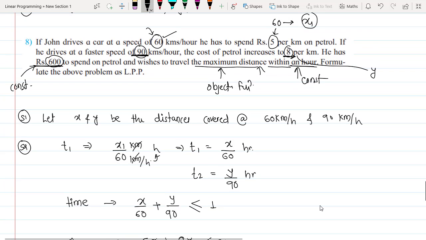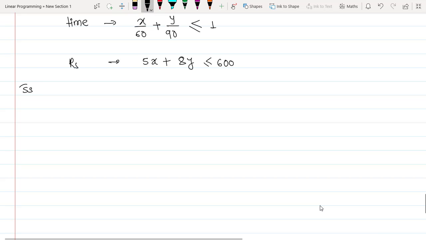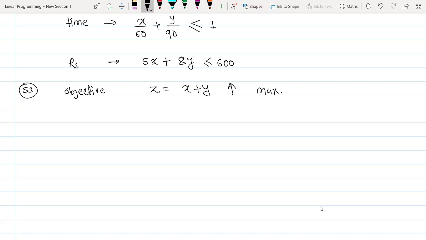Next is the objective function. So step number 3 is what? Write down the objective function. The objective function is to travel the maximum distance. So x plus y should be maximum. This is what I get.